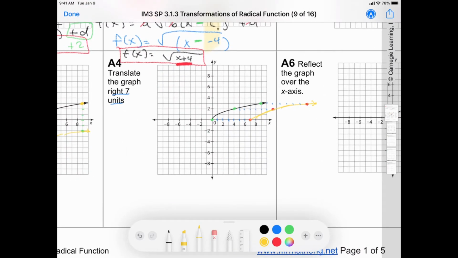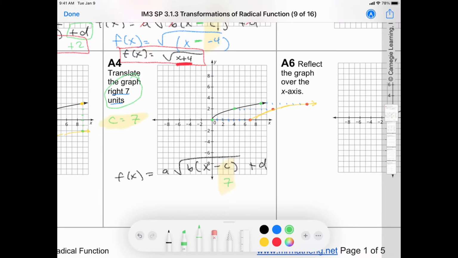Okay, let's do it by the equation now. So I'm going to write down the parent function. f of x equals a times the square root of b parentheses x minus c plus d. And I need to think about, well, what letter is going to the right 7 units? That's going to be a c value, and it's positive, so it's just going to be c equals 7. I'm going to use my highlighter, c equals 7. Let's write that in there.